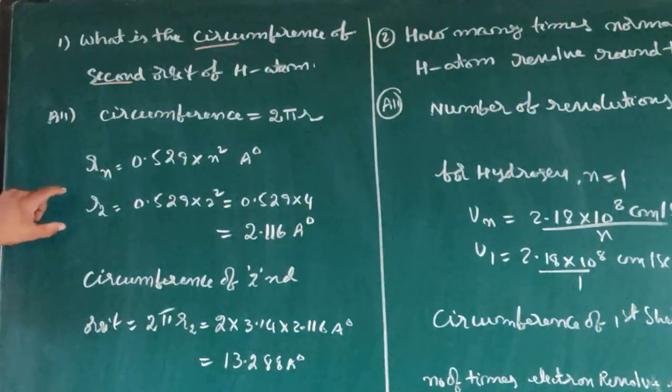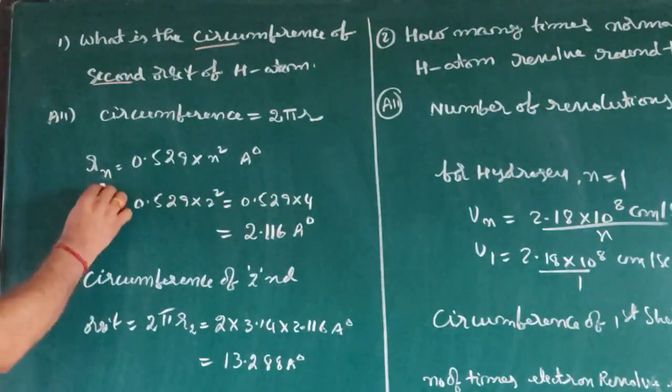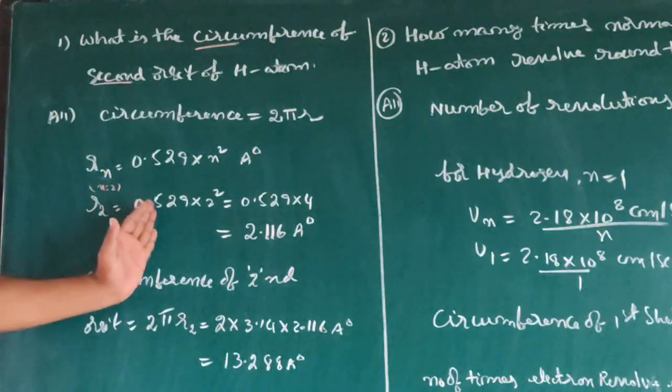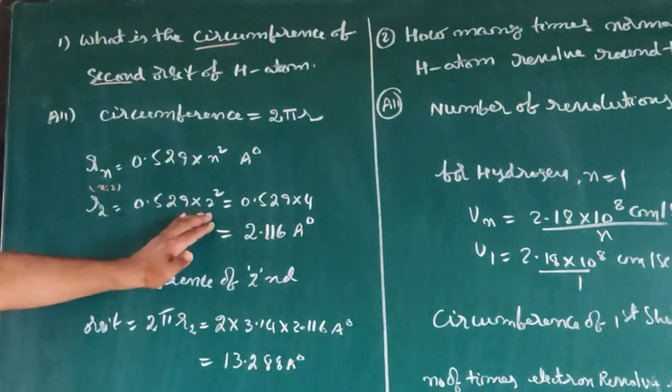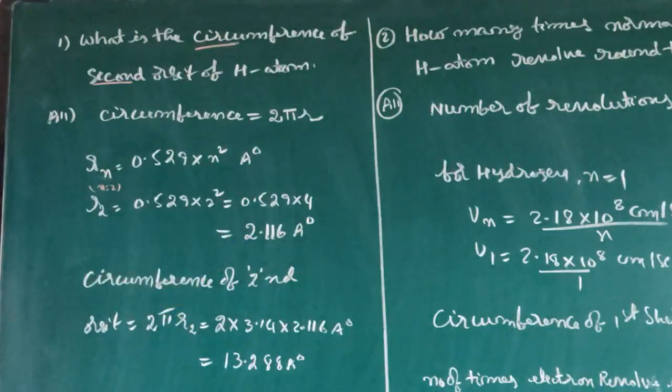Here first we need to calculate the radius of the second orbit. So here n is equal to 2. The second orbit means n is equal to 2. So 0.529 into 2 square, that is equal to finally 2.116 angstroms.